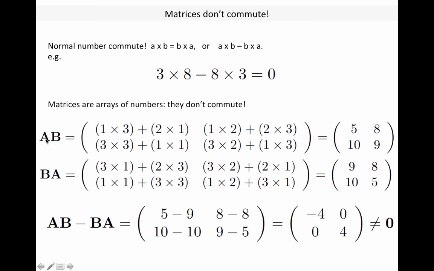If we multiply A and B together in this order, then we get this matrix here. First row is 5, 8, second row is 10, 9. You can check this works out yourselves. B times A, however, gives you a different matrix. The first row is 9, 8, the second row is 10, 5. So when you subtract B times A from A times B, you get a matrix that is not equal to 0. Matrices are said to not commute.